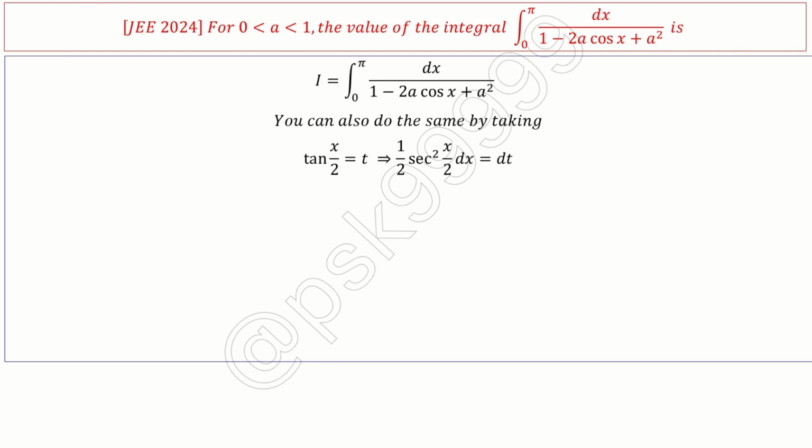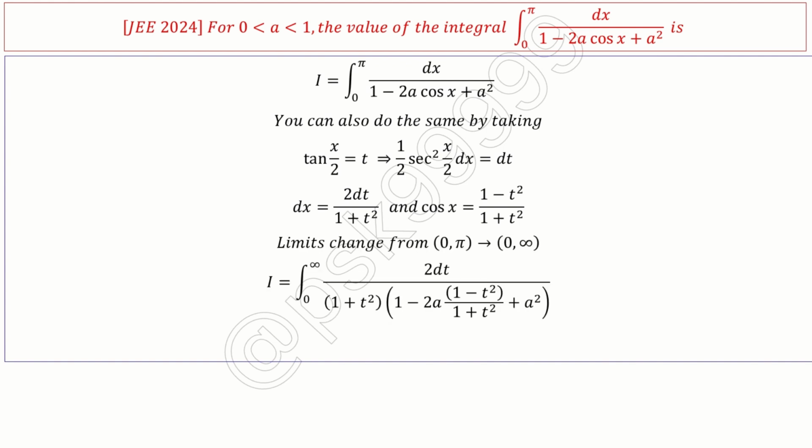So this is the given integral. You take tan x by 2 as t, and then 1 by 2 secant square x by 2 dx is dt, correct? And then your dx is nothing but 2 dt by secant square x by 2, which is nothing but 1 plus t square. And cos x will become (1 minus t square) by (1 plus t square). Now you substitute the values properly, and the limits change from 0 to pi to 0 to infinity directly. So this is your integral. Now you simplify and solve it, you will get the same answer. So you can do this as an exercise. I don't want to solve the same thing again.